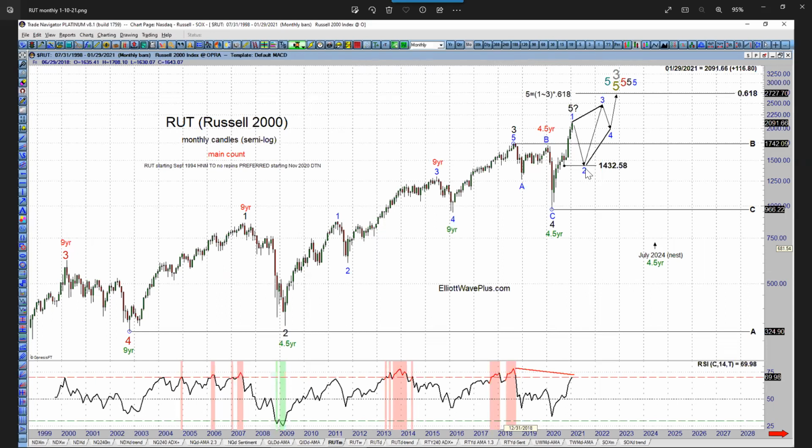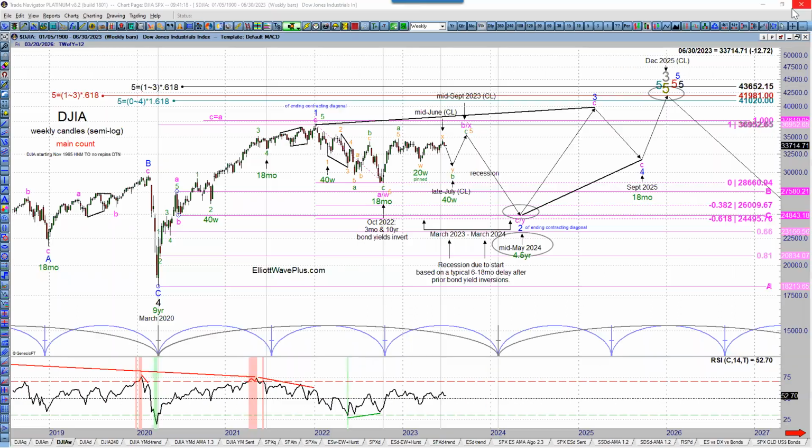But what has changed is that the wave two of the diagonal has been a long, drawn out, choppy, complex structure, and it's going to take approximately 2.5 more years from today to get to the end of that very rounded top, the contracting ending diagonal. So I've shown you Hurst cycle analysis and how I incorporate it into what's going on.